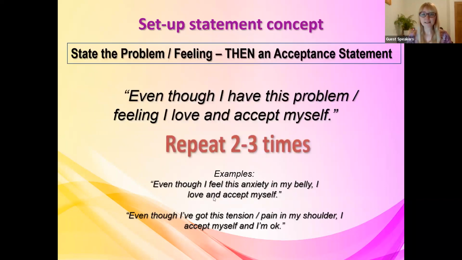The setup statement is basically we state the problem or the feeling that we want to work on, and then we use an acceptance statement. So, for example, we use the side of the hand with the setup statement. We would say, even though I have this problem or have this feeling, this anxiety or distress, I love and accept myself. I love and accept myself anyway. If the love part, loving myself, is difficult to say, just say, I accept myself, or I accept myself and I'm okay.